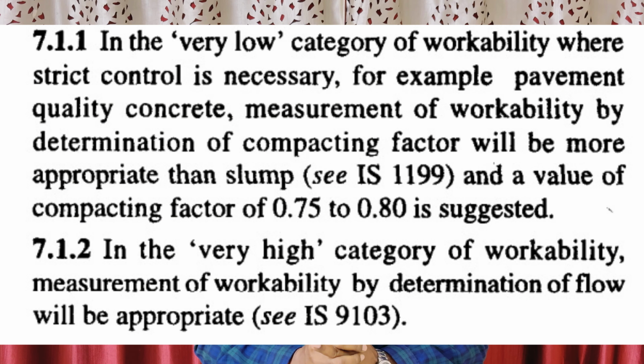See, in the very low category of workability, where strict control is necessary, for example pavement quality concrete, measurement of workability by determination of compacting factor will be more appropriate than slump. He is saying that for the very low workability category, we should test compacting factor, not the slump test. And the value of compacting factor is 0.75 to 0.8. Okay, so let's come back to the chart.